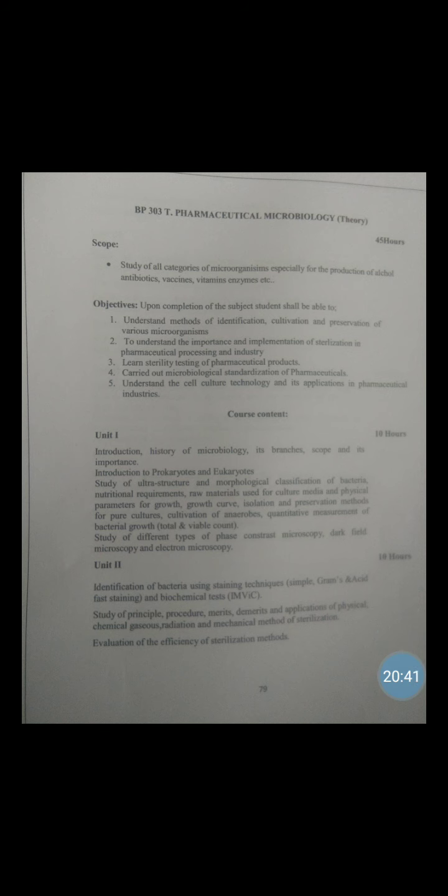Next we will see the electron microscopy. In electron microscopy, what are the types? First, that is TEM, and second, SEM. So what is TEM? That is transmission electron microscopy. And what is SEM? That is scanning electron microscopy.